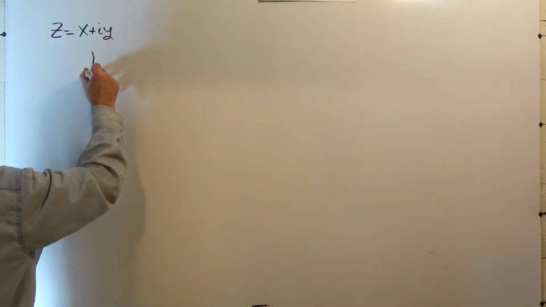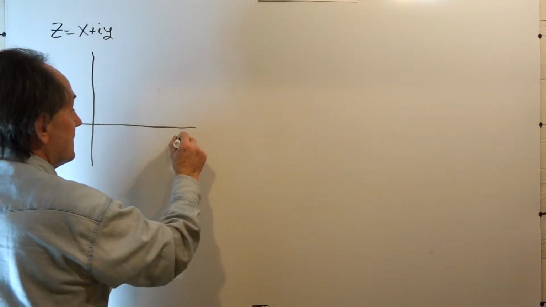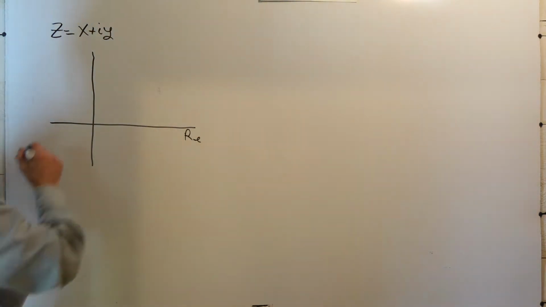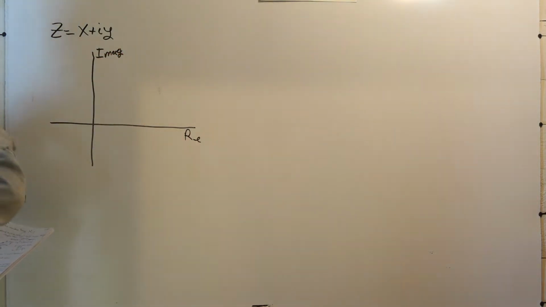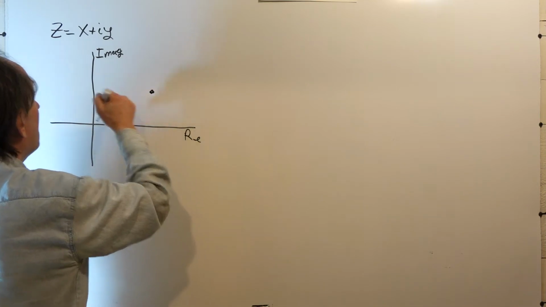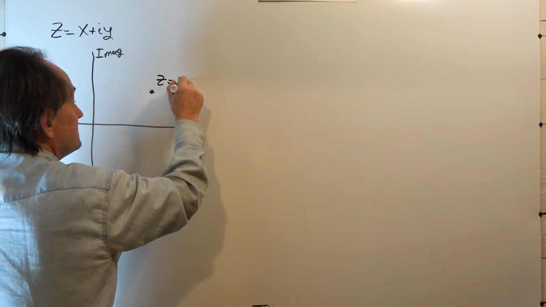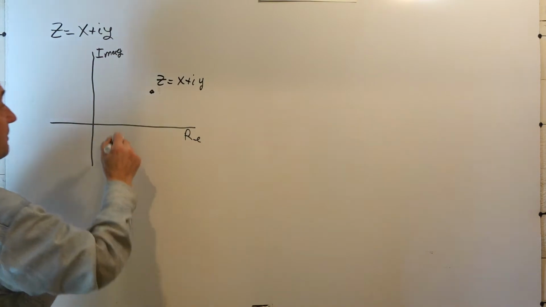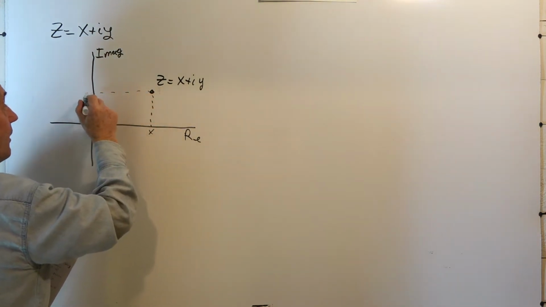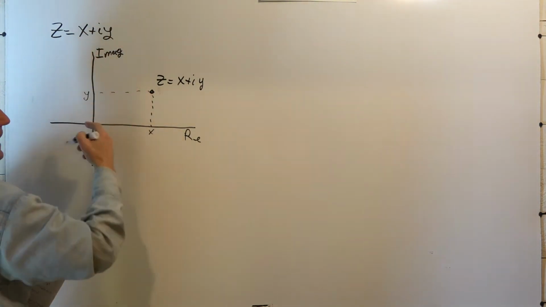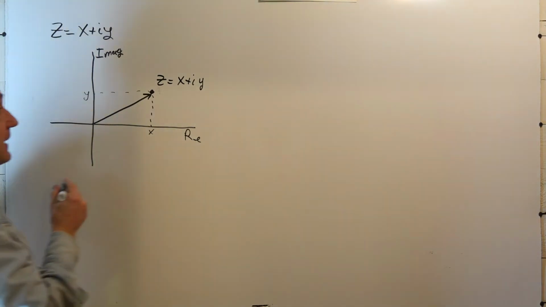Now the complex number can be represented graphically in the following manner. We have coordinate axes: the horizontal axis we call the real axis, the vertical axis we call the imaginary axis. A point in the plane, called the imaginary or the complex plane, can be picked: z equals x plus iy. We go out an x value on the real axis and up a y value on the imaginary axis, and this is our point z in the complex plane.